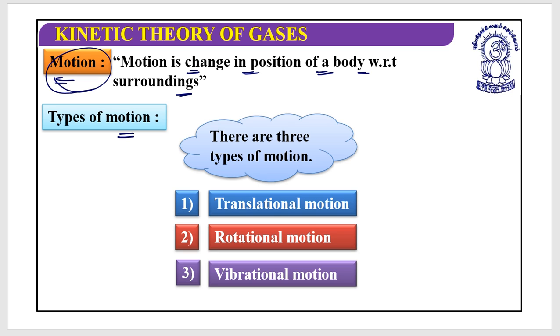Types of motion that can be possessed by a molecule. There are three types of motion. One, translational motion. Second, rotational motion. Third, vibrational motion. So our molecule can have this kind of motion. It could have a translatory motion, or a rotational motion, or a vibrational motion.